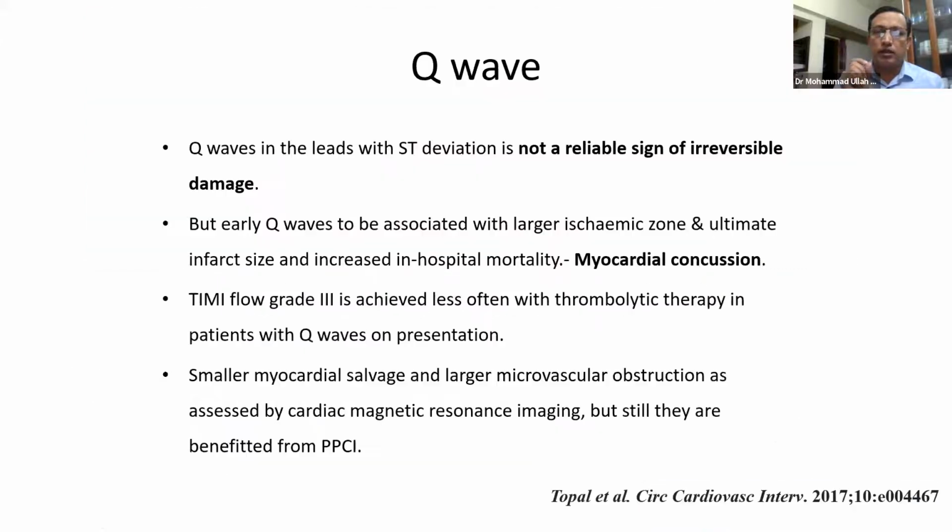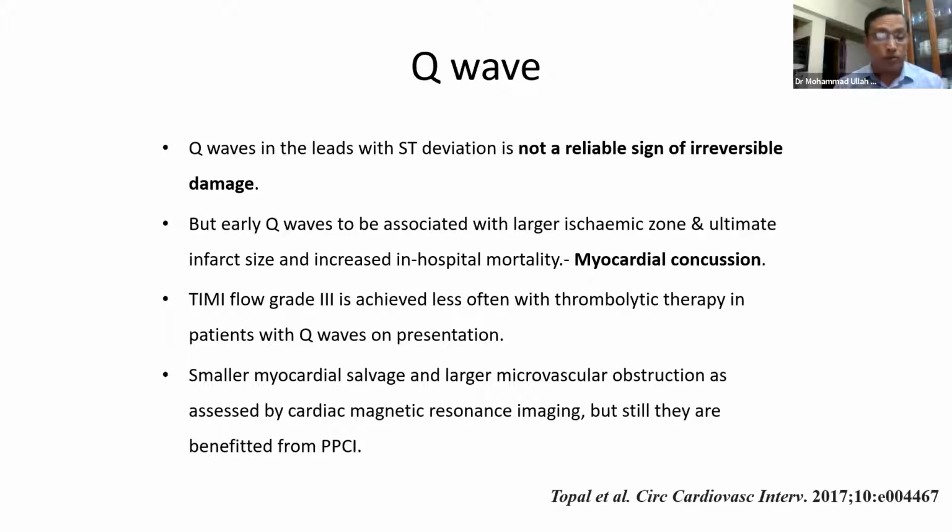Another important thing in the ECG of ST elevation MI is the Q wave. Sometimes we think that the appearance of a Q wave means the myocardium is lost, so there is no role of reperfusion. The idea is wrong. It is not a reliable sign of irreversible damage. It is a fact that the presence of a Q wave indicates a larger ischemic zone and the ultimate infarct size is high, and there is increased in-hospital mortality. But this does not indicate that this patient does not need reperfusion, either by thrombolysis or primary PCI.